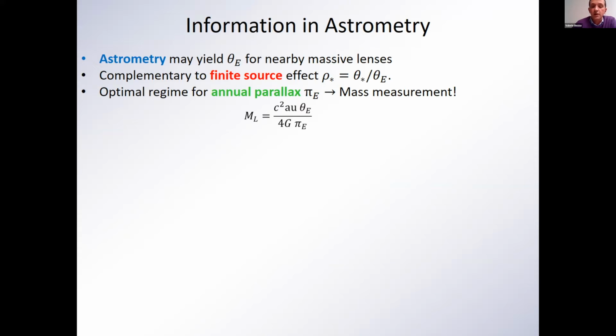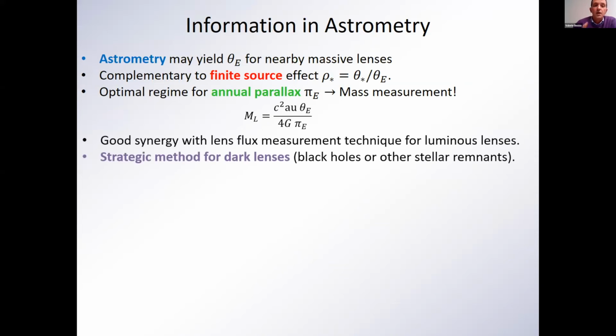So in this case, if we have an astrometric detection, it's very likely that we also have a parallax measurement and we can get the mass. There is a good synergy with lens flux measurement, but of course, in that case, we must have luminous lenses. And as we said before, if we have a luminous lens, then blending would wash out the signal. So astrometry would be mostly suited to dark lenses, and it will give an alternative channel to measure the mass of black holes or other stellar remnants.